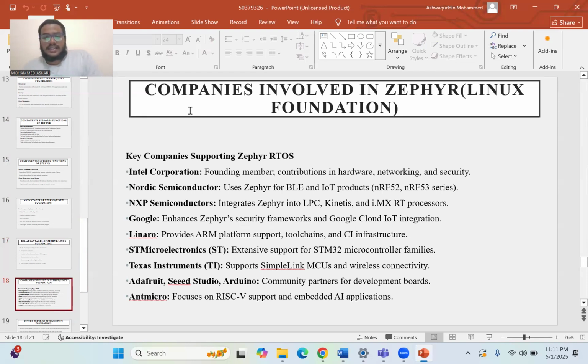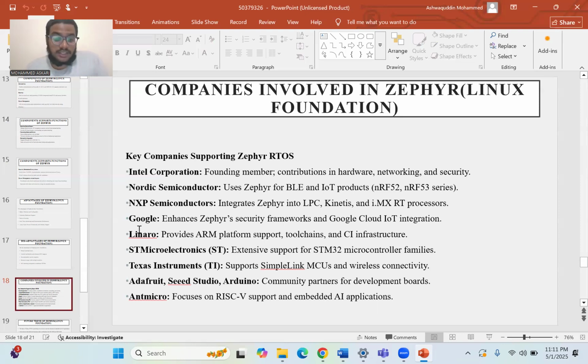The companies that are really involved in the Zephyr Linux Foundation, to name a few, would be Intel Corporation. Intel was the founding member of the Zephyr Linux Foundation, contributing in hardware, networking, and security. Nordic Semiconductor uses Zephyr for BLE and IoT products. NXP Semiconductors integrates Zephyr into LPC, Kinetis, and i.MX processors.